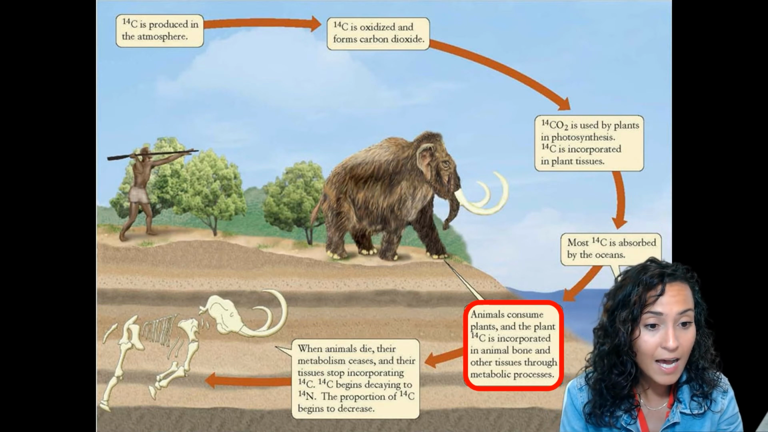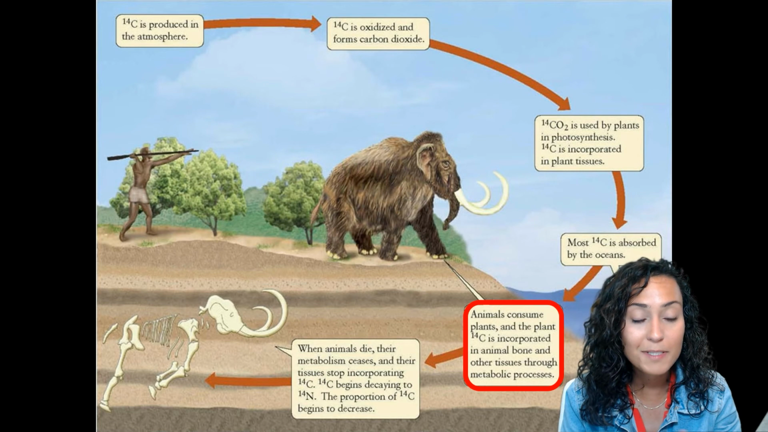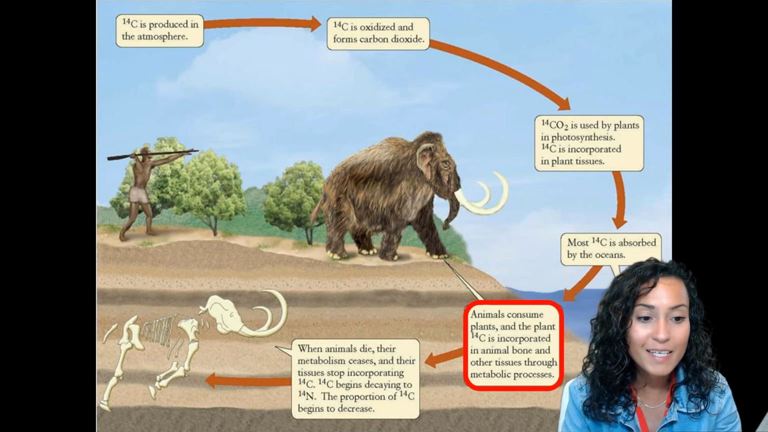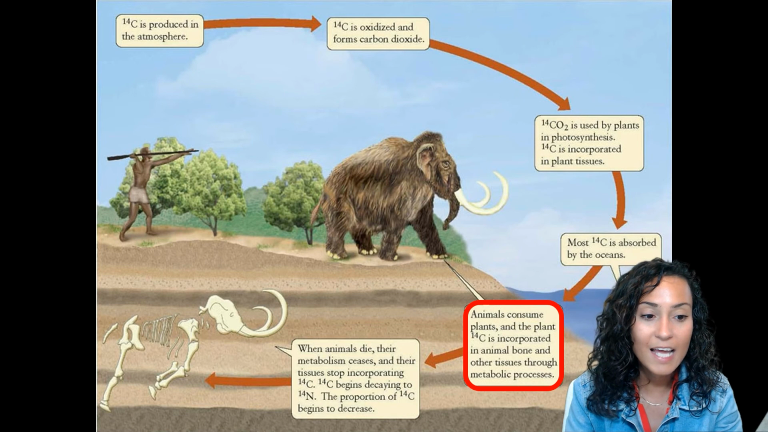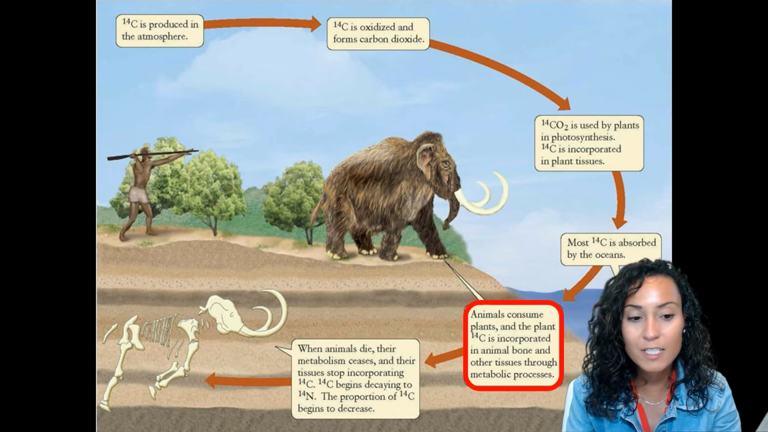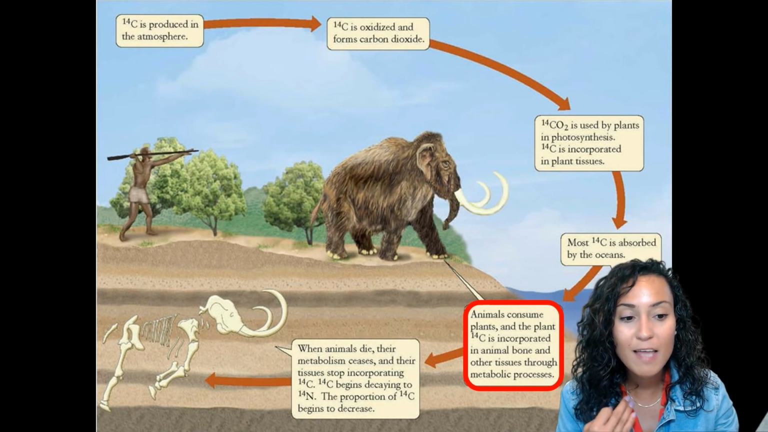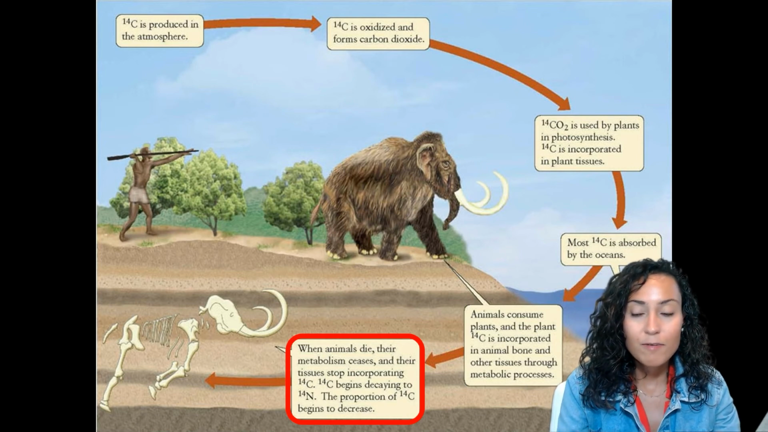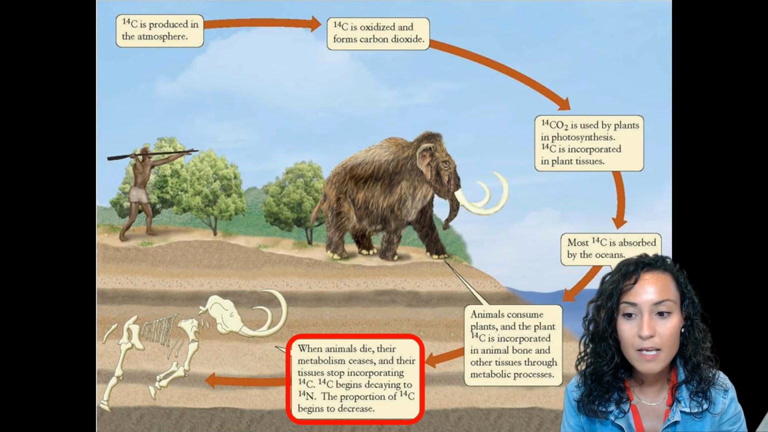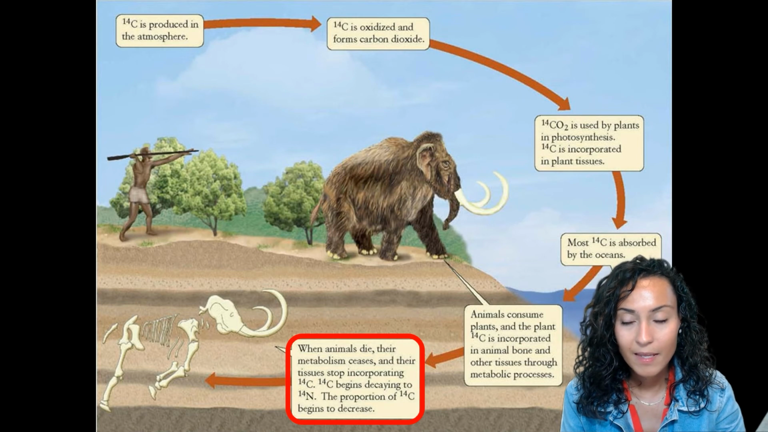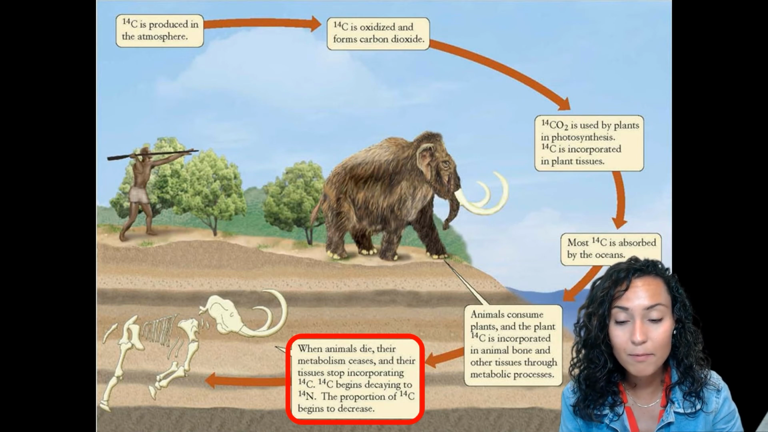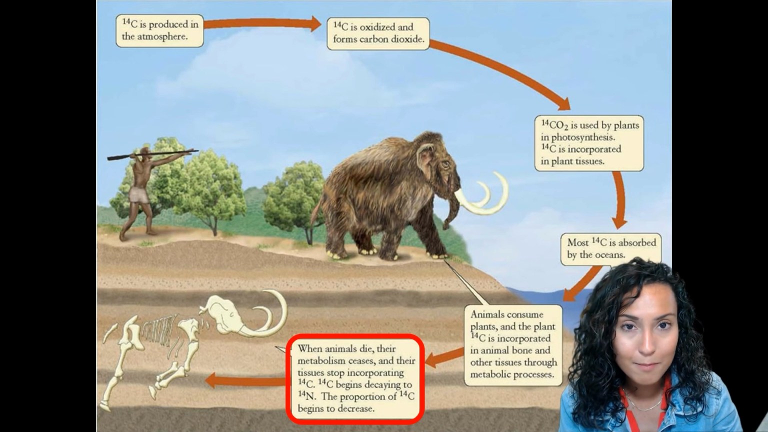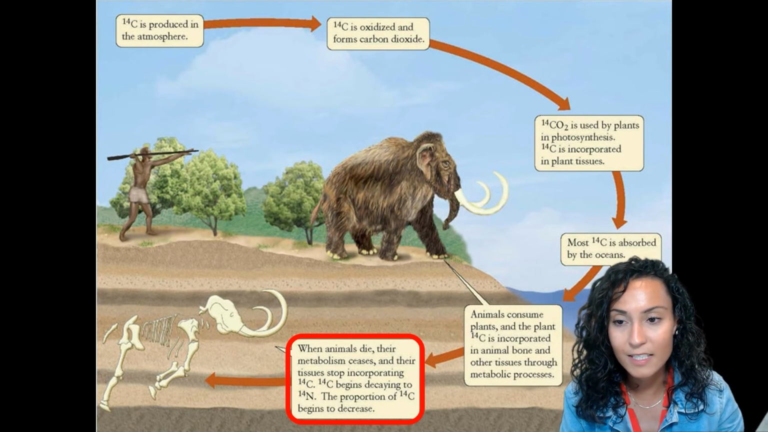When animals or humans die, their metabolism stops, and their tissue stops incorporating carbon-14 from the atmosphere and from the things that they eat. Carbon-14 begins decaying into N14, and the proportion of carbon-14 begins to decrease. So what we're measuring then is the ratio of that remaining carbon-14. Radiocarbon dating is basically a method designed to measure the remaining amount of carbon-14. By knowing how much carbon-14 is left in a sample, the age of the organism when it died can be known. Tree rings are then used to calibrate radiocarbon dates to actual calendar dates.